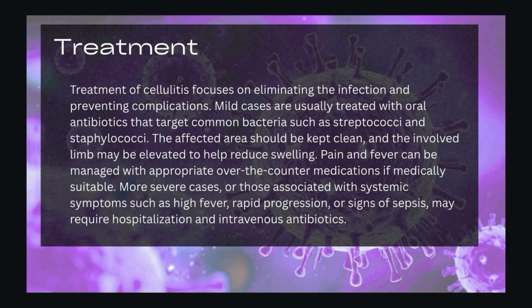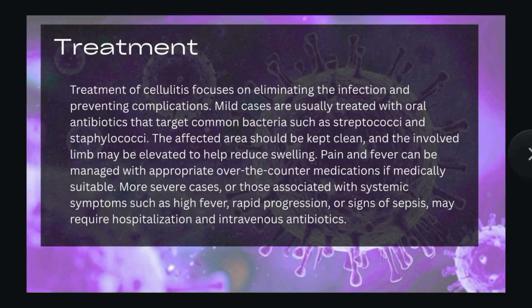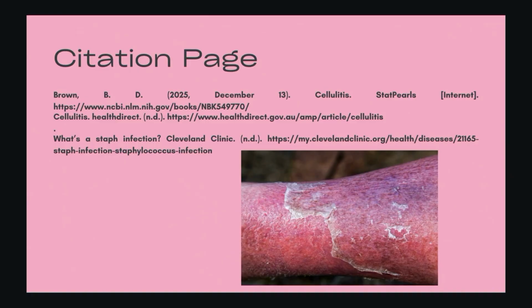The treatment for cellulitis focuses on eliminating the infection and preventing complications. Mild cases are usually treated with oral antibiotics that target common bacteria such as streptococci and staphylococci. The affected area should be kept clean and the involved limb may be elevated to help reduce swelling. Pain and fever can be managed with appropriate over-the-counter medications if medically suitable.